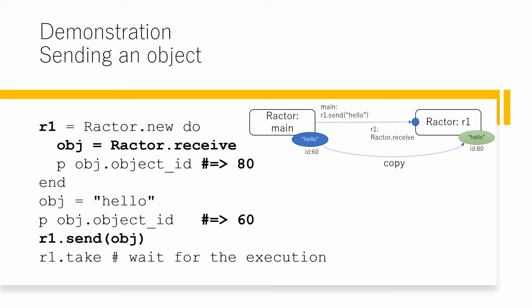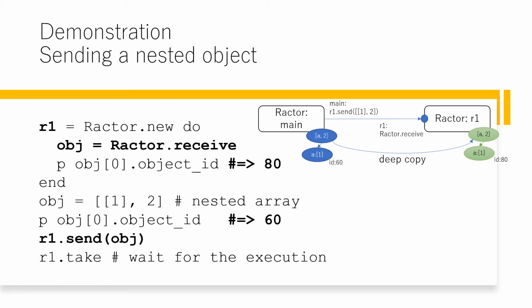This program makes a Ractor and sends a string object from the main Ractor to the Ractor named R1 using the send method. In R1, the sent object is received by the receive method. The receive method waits for the message arrival, and then we check the object ID. On the main Ractor, the string object ID is 60 and the received object is 80, so we can confirm the object was copied.